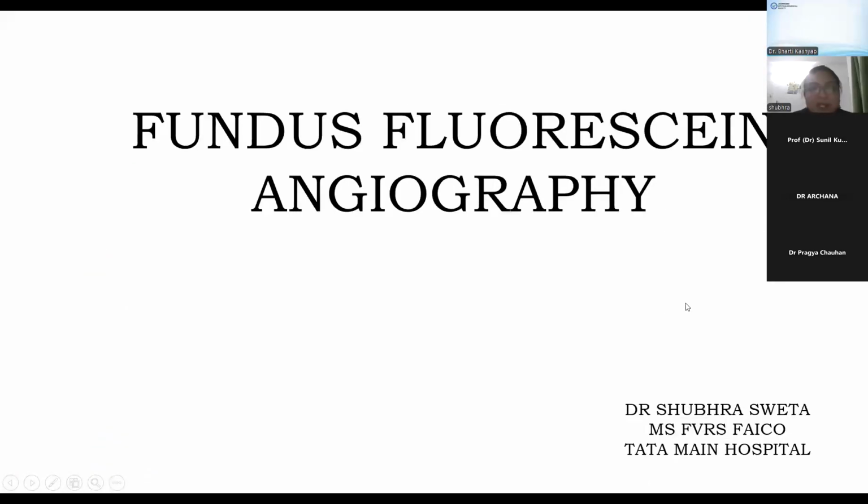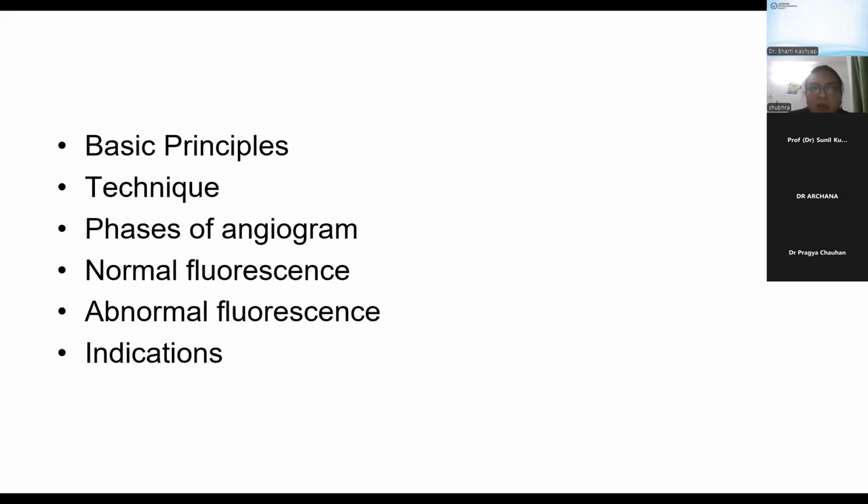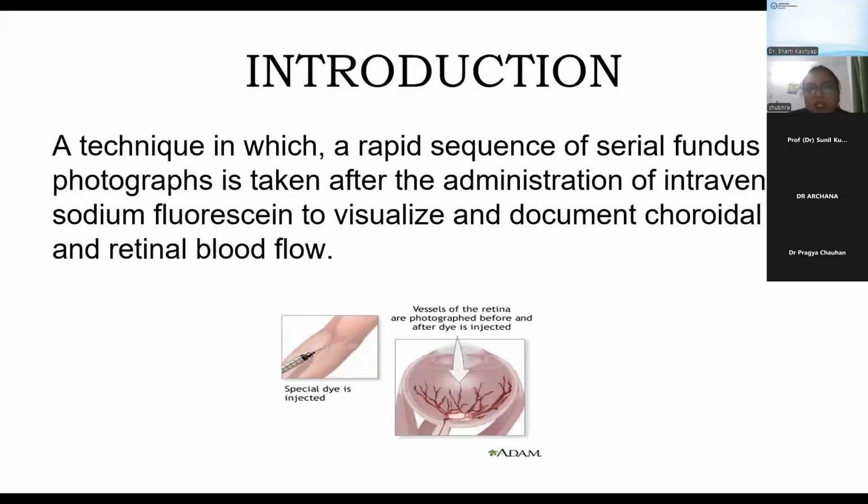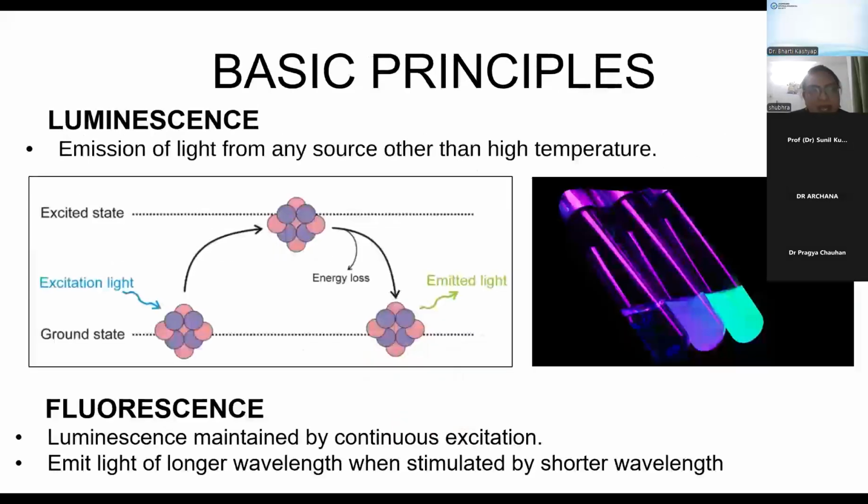Okay, so next coming to fundus fluorescein angiography, which is another important investigation in retina. So I'll be going through basic principles, the technique, the phases of the angiogram, what is normal fluorescence, abnormal fluorescence, and the indications. So it is a technique in which we take a rapid sequence of pictures after injecting an intravenous dye. So the basic principle is luminescence.